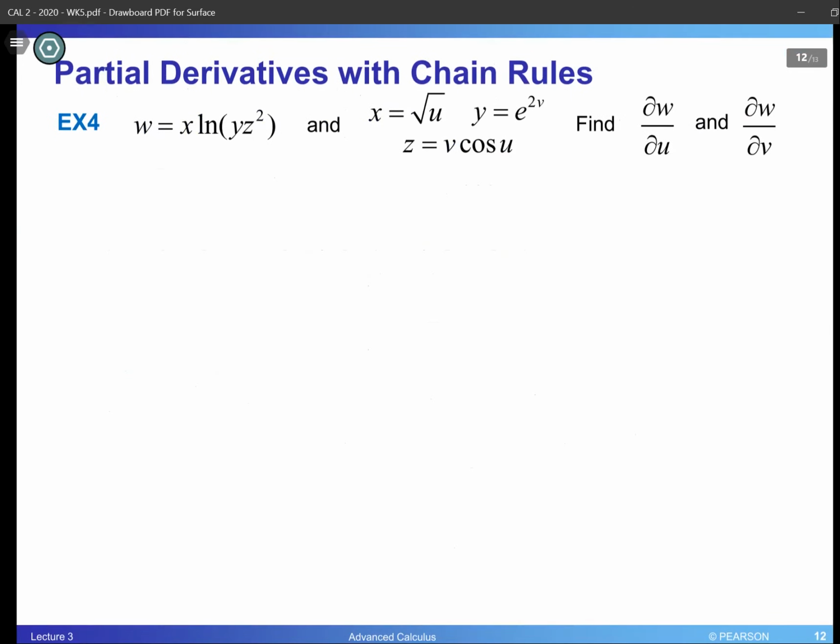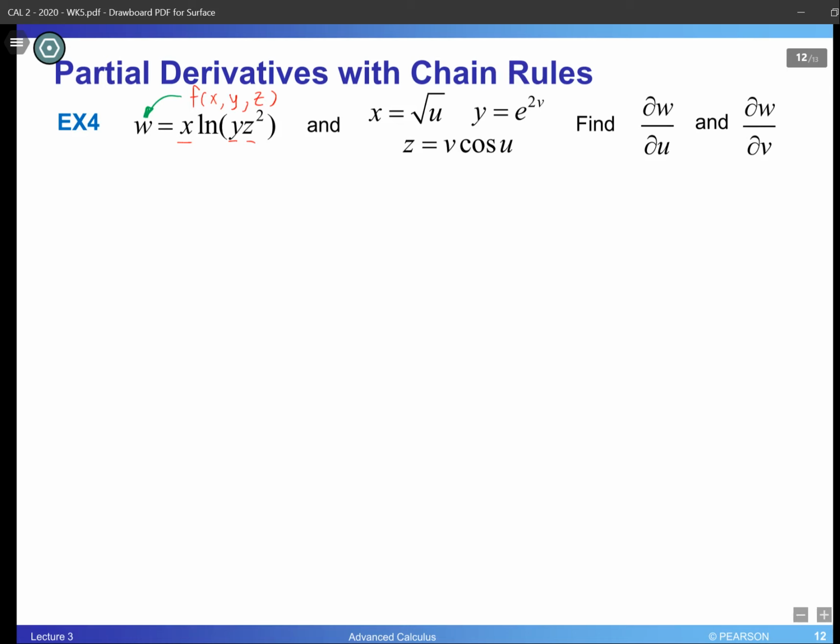Example number 4. Alright, and it's going to be the most challenging one. Let's take a look here. Once again, we are going to check out the variables really quickly. The first one here, we have this w equal to x ln of yz squared. So we are looking at a function of three variables, three inputs, f of x, y, and z. Three of them, and then the function value got assigned to this w in the end. Okay, so that is the first relation that we know.